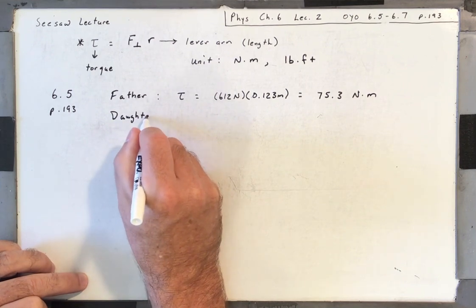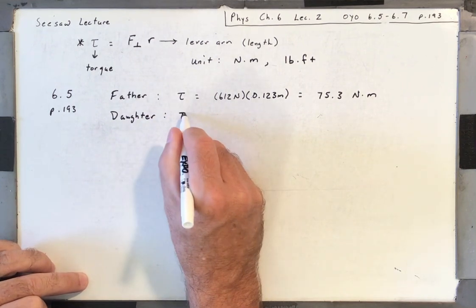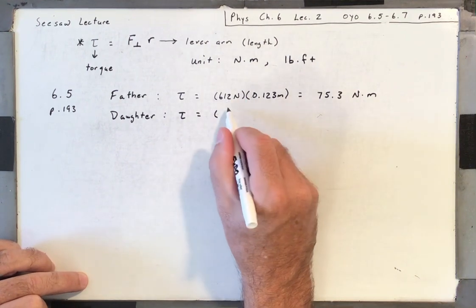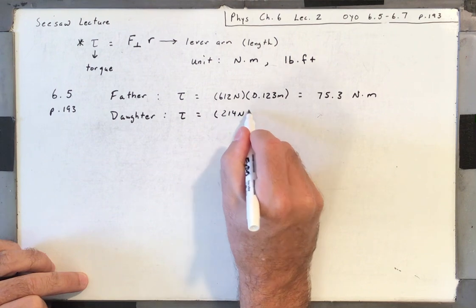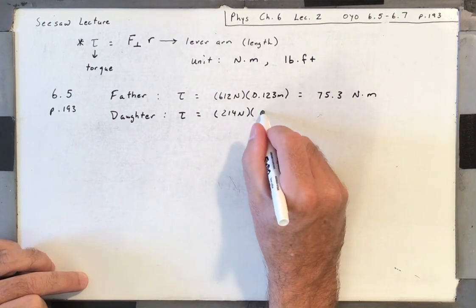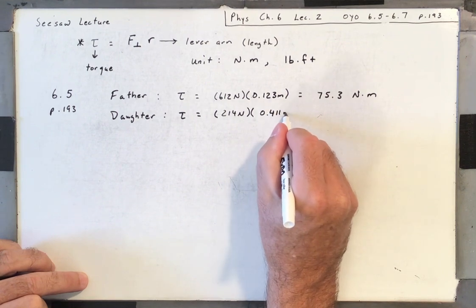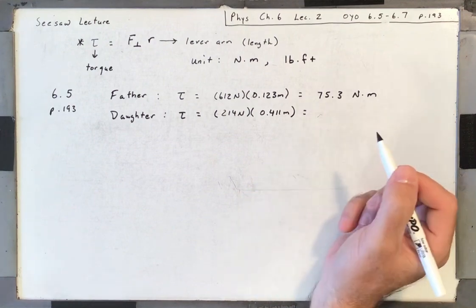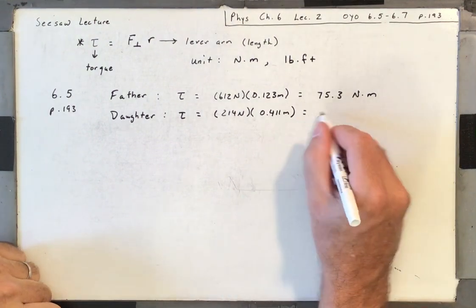And then the daughter's torque: she only has roughly a third the force, 214 newtons. But she was smart enough to grab a longer wrench, 0.411 meters. Remember to divide centimeters by 100 to get meters. And that's 88 Newton meters.